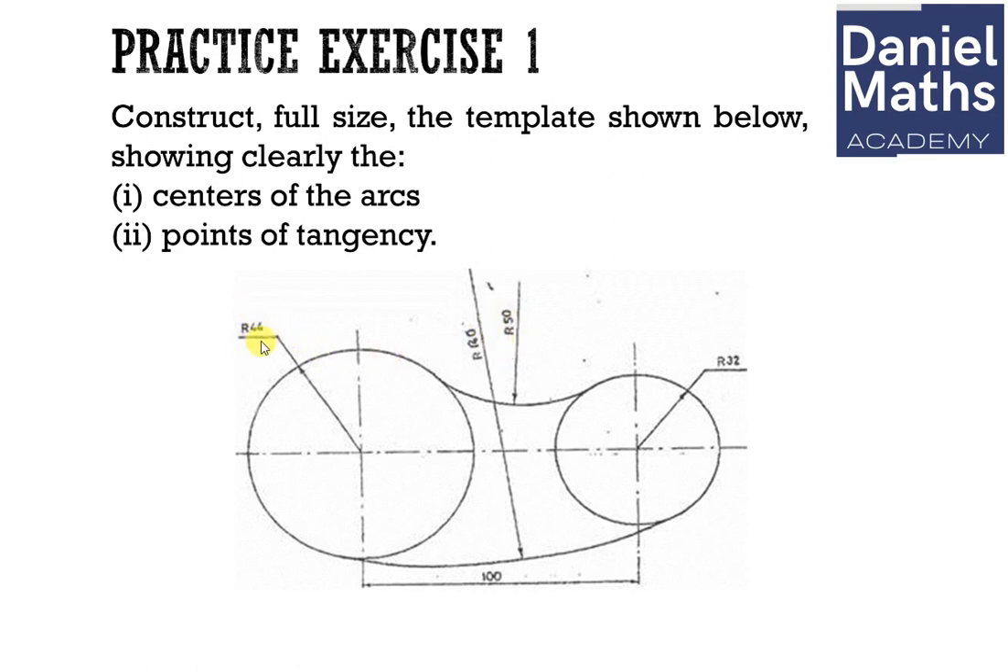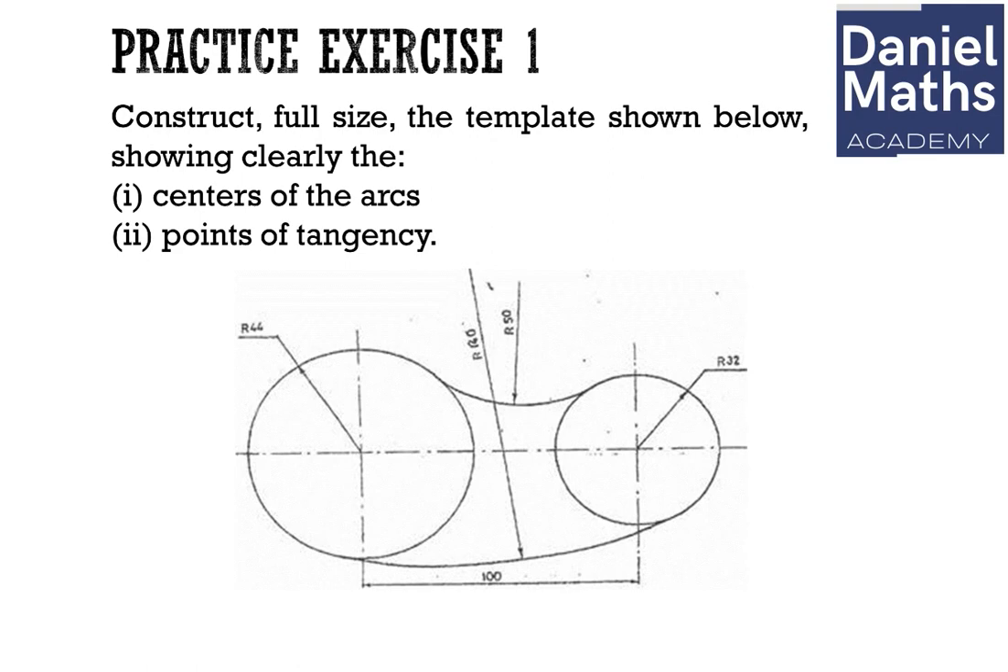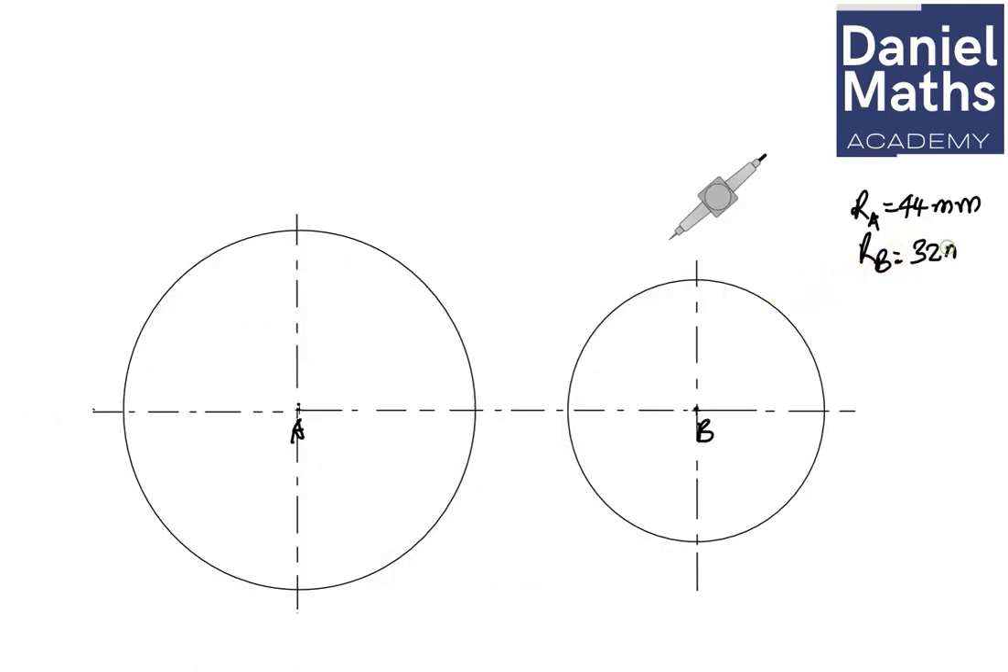All right, so the radius of the circle is given as 44. So we're going to go back and say radius of circle. I'm going to do that here. Radius of circle A is equal to 44 millimeter. Okay, and then radius of circle B is equal to 32 millimeter.